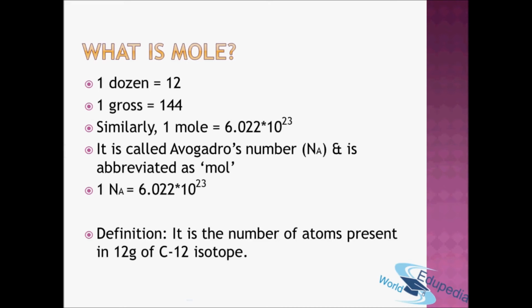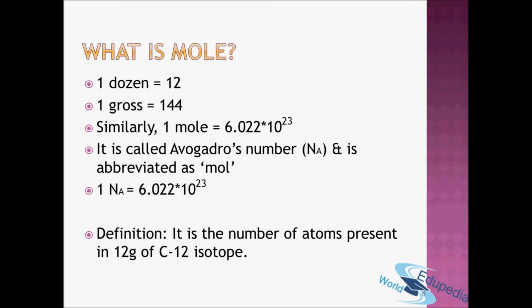Let's move on to the next part. Now technically, mole is defined by a different definition. Technically, mole is defined as the number of atoms present in 12 gram of carbon 12 isotope. What do we mean by this definition? Let's say you have a weighing machine, and you have a lot of carbon 12 atoms, not carbon 13 or carbon 14, you have the isotope carbon 12 atoms.